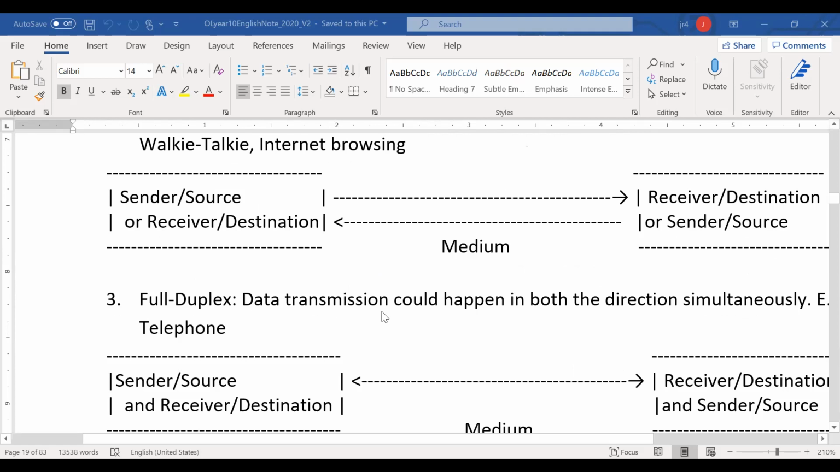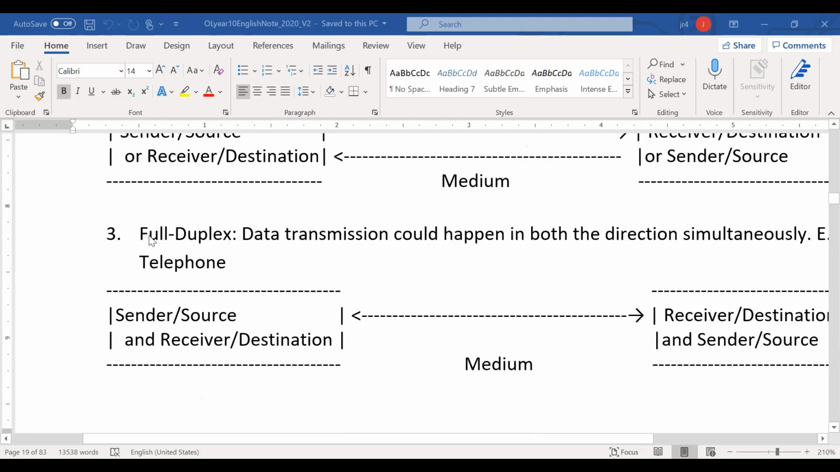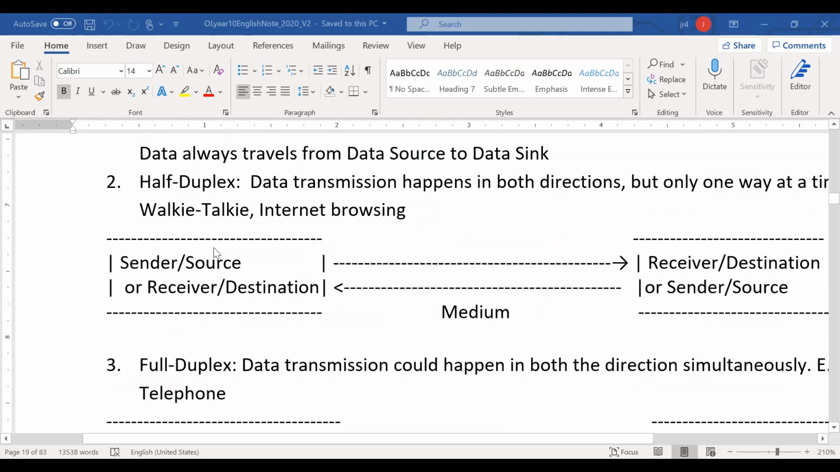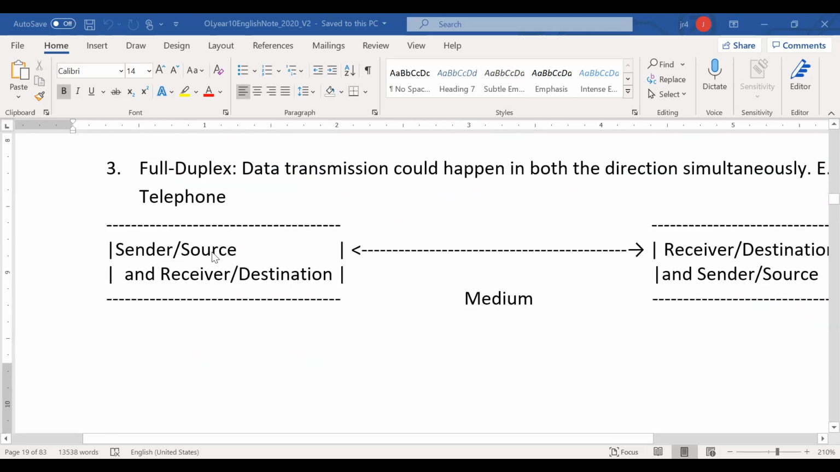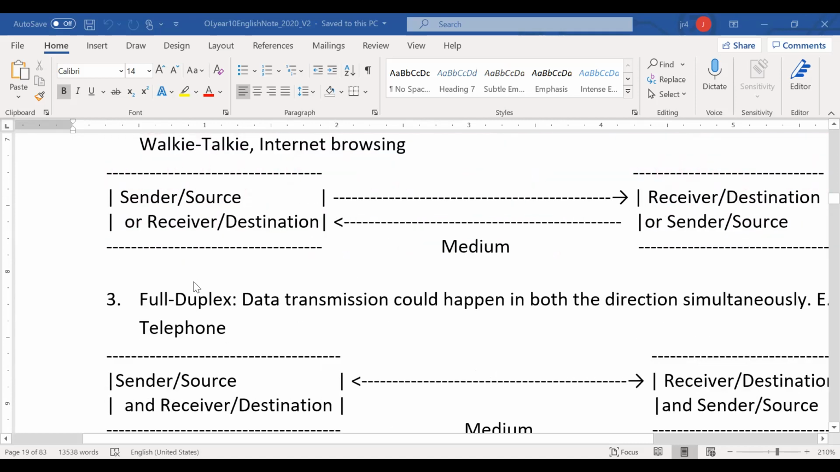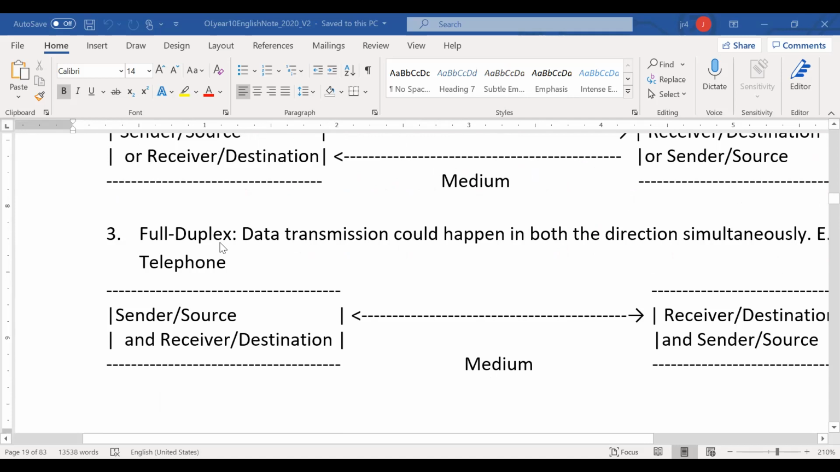Or you can scold each other at the same time. We call that full duplex, right? If you take a telephone conversation, it becomes full duplex, right? So these are called the transmission modes. The three we have discussed are simplex, half duplex, and full duplex.